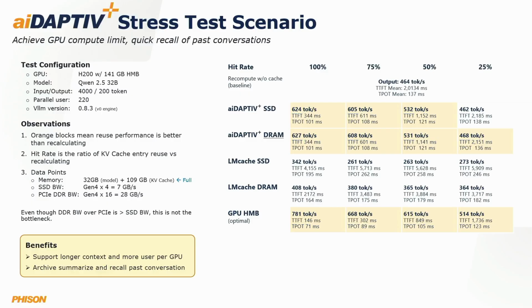When we're running our adaptive solution, whether we're offloading to the SSD or DRAM, we're in about the same range of 624 to 627 tokens per second, which is within about 10 to 15% of just running everything out of HBM. So here we're basically showing that whatever your solution is, we perform really, really well.